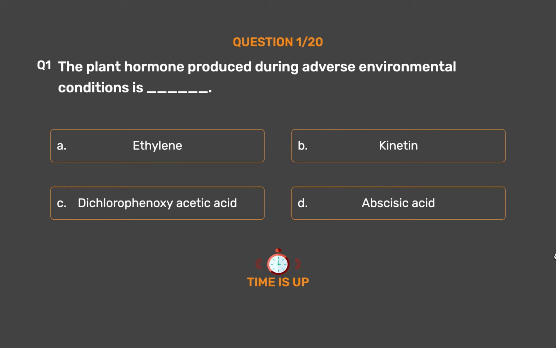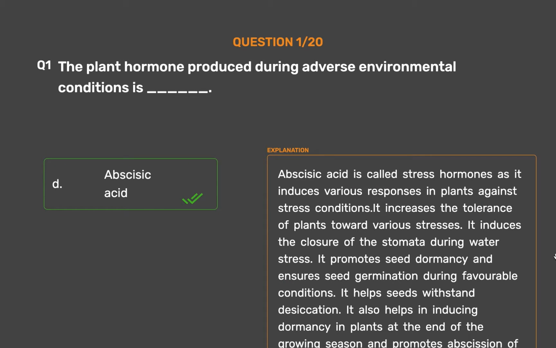The correct answer is option D. Abscisic acid. Abscisic acid is called stress hormones as it induces various responses in plants against stress conditions. It increases the tolerance of plants toward various stresses. It induces the closure of the stomata during water stress. It promotes seed dormancy and ensures seed germination during favorable conditions. It helps seeds withstand desiccation.